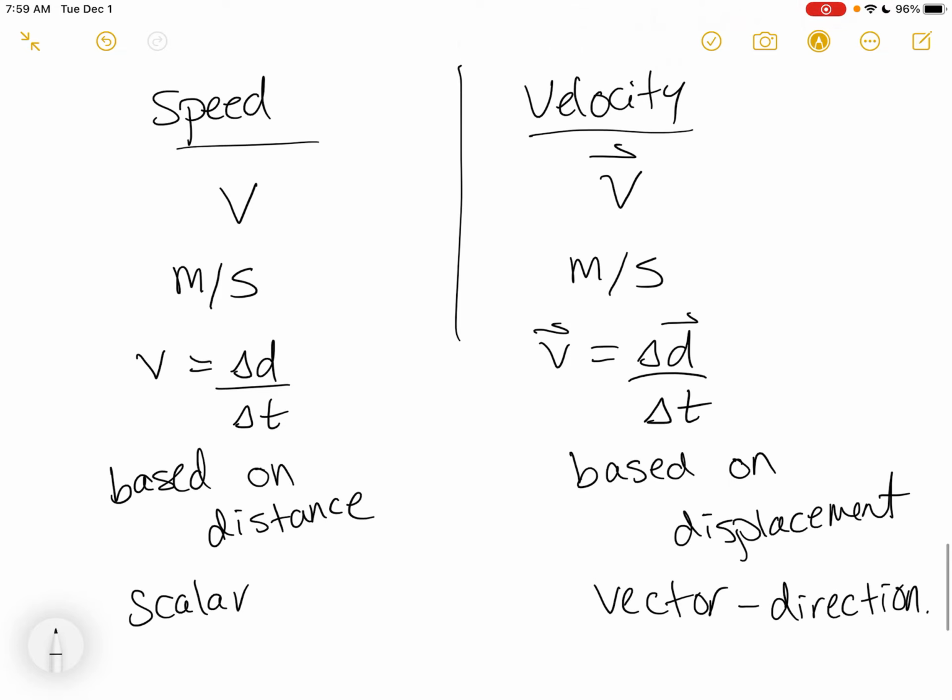Okay, so that's it for this video lesson on speed and velocity. There are some practice questions to be doing to do with speed and velocity, but that's the end of this video lesson.